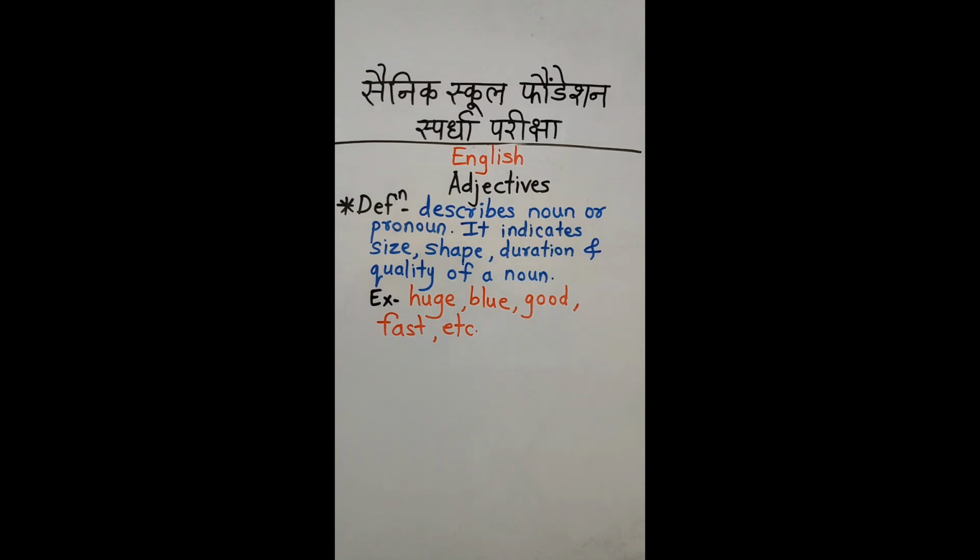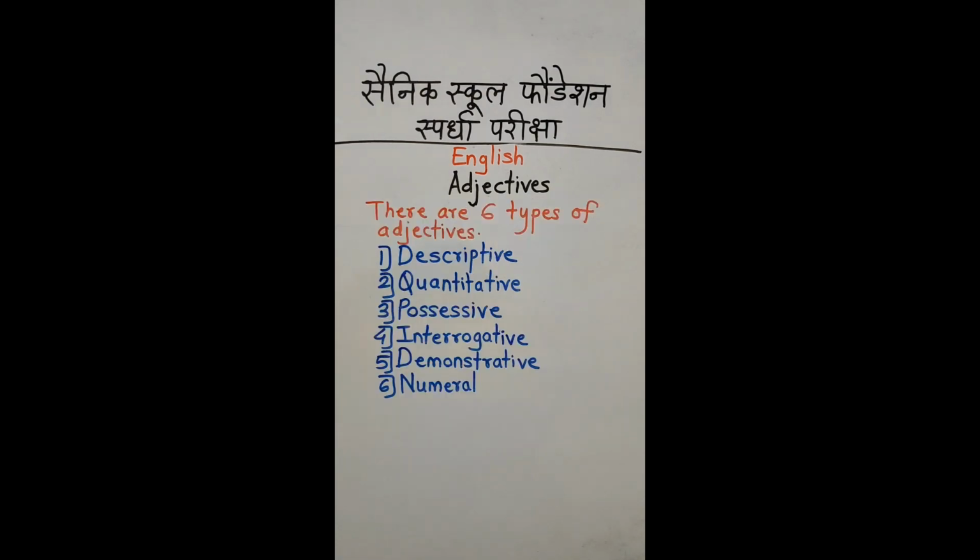Adjectives tell us extra information about our noun or pronoun in a sentence. Adjectives are further divided into 6 types: descriptive adjective, quantitative adjective, possessive adjective, interrogative adjective, demonstrative adjective and numeral adjective. So one by one we will see the types of adjectives here.